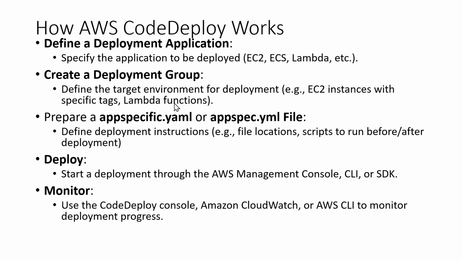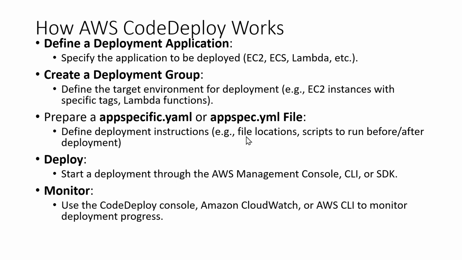Okay, so define the target environment, that is where you are trying to deploy your application. So we need to choose that. Then prepare the appspec.yaml file. Here we will be defining the deployment instructions. That is, from where you need to copy the build file, where you need to paste it, and once after pasting, what command needs to be run to run your application, all those things.